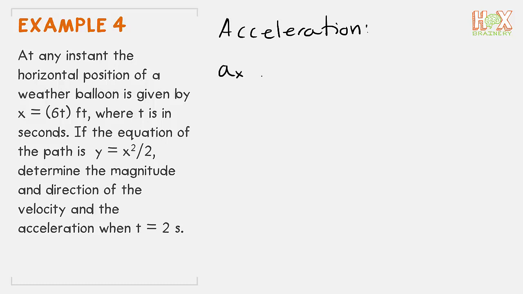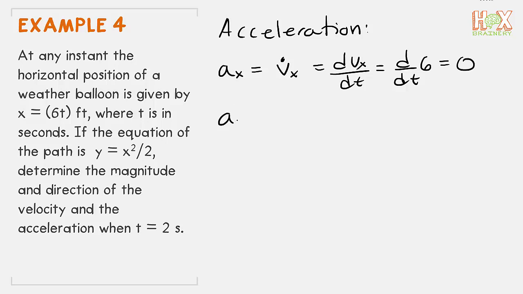So I'm going to start with a sub x. So basically I need to take the derivative of v sub x. But from earlier we saw that v sub x is equal to 6. So when I take the derivative of 6 with respect to t, I just get 0. And then we need to find a sub y. So I need to take the derivative of v sub y with respect to time. So I'm going to go ahead and do that.